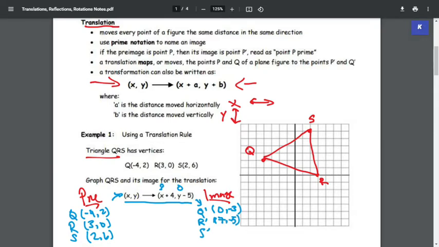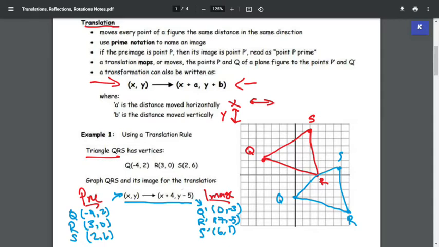And then I'm going to do the same thing for my last coordinate, which is S. So to get S prime, I'm going to plug the 2 in, plug the 6 in. So I'm going to get 6, 1, and that is going to be my S prime. So let me graph those really quickly. And there is our new shape.